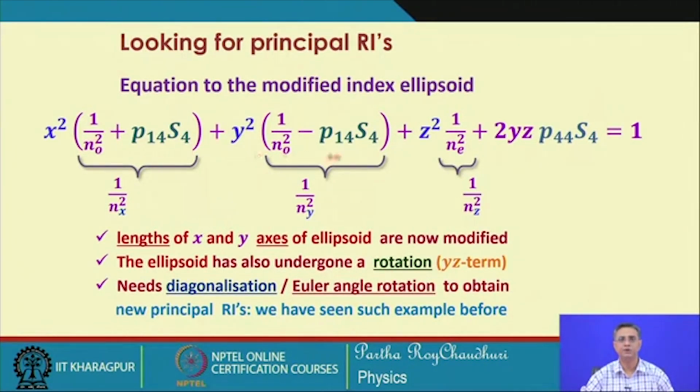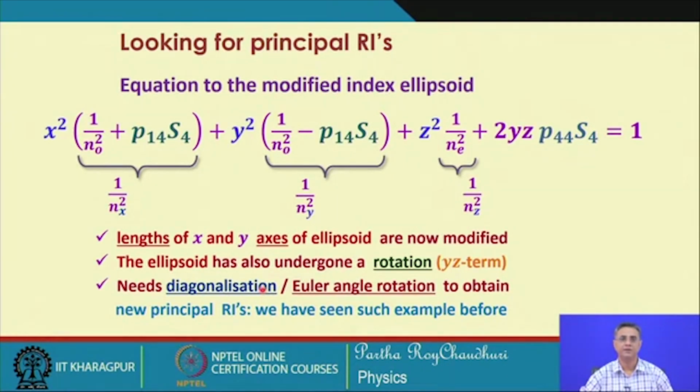Therefore, to bring it to the principal axis system, either one can provide a Euler angle rotation to get the new principal refractive indices, or one can do a diagonalization of the relevant matrix to get the eigenvalues and the eigenvectors. So, as an exercise, we will look at both the situations and how we can solve for extracting the change in the refractive index, that is delta n x, delta n y and delta n z.